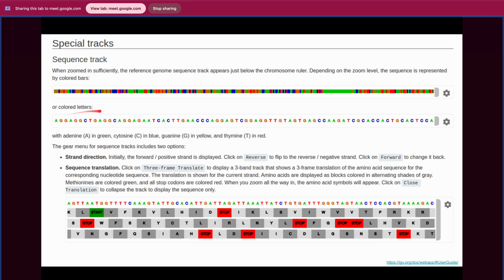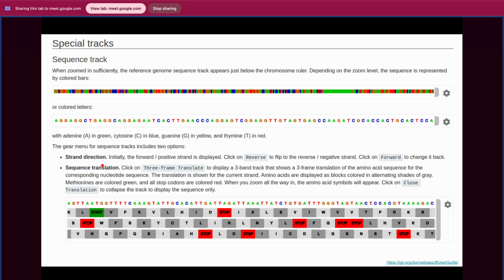And then you can also view them as colored letters. Because I have increased the scale now, my sequence was visible. But what if I have not scaled it? If I am focusing on the entire chromosome or entire genome, then it's not possible to write these nucleotides. In that case, it will be represented in the form of colored bars. And if I have increased the scale, then it will be shown in terms of colored letters. This is the DNA sequence, and each color is specific to one particular nucleotide. For example, green for adenine, blue for cytosine, yellow for guanine, and red for thymine.